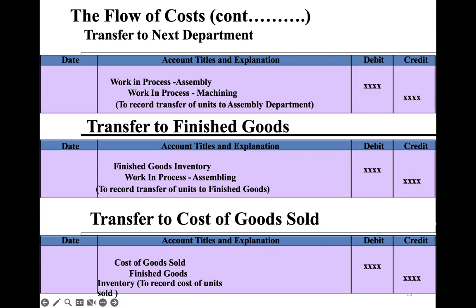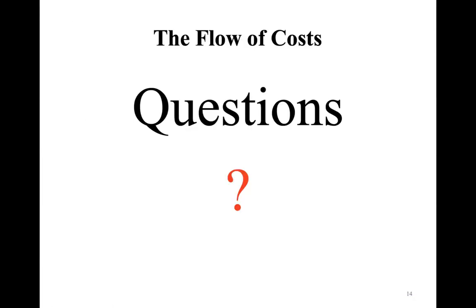So now we have finished goods here, but when we sell them, we cannot keep them any more in the finished goods inventory, right? Therefore, what we have to do is transfer this to the cost of goods sold account, right?